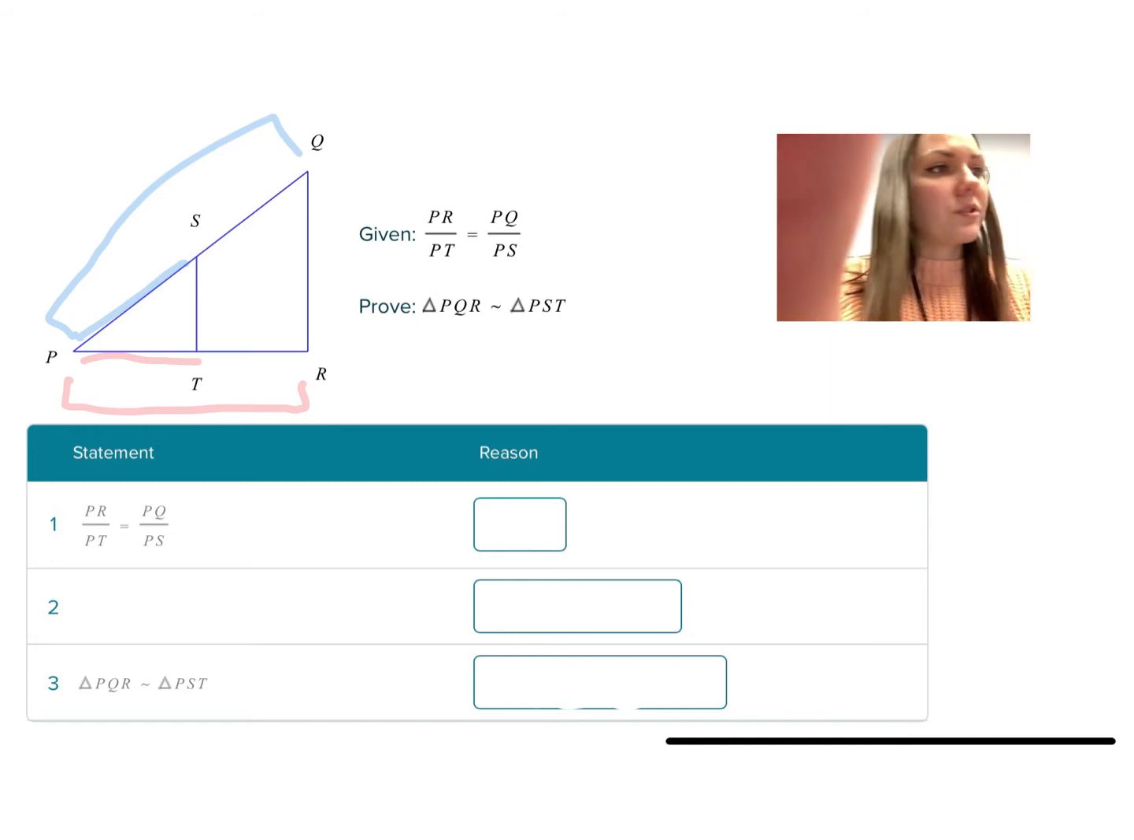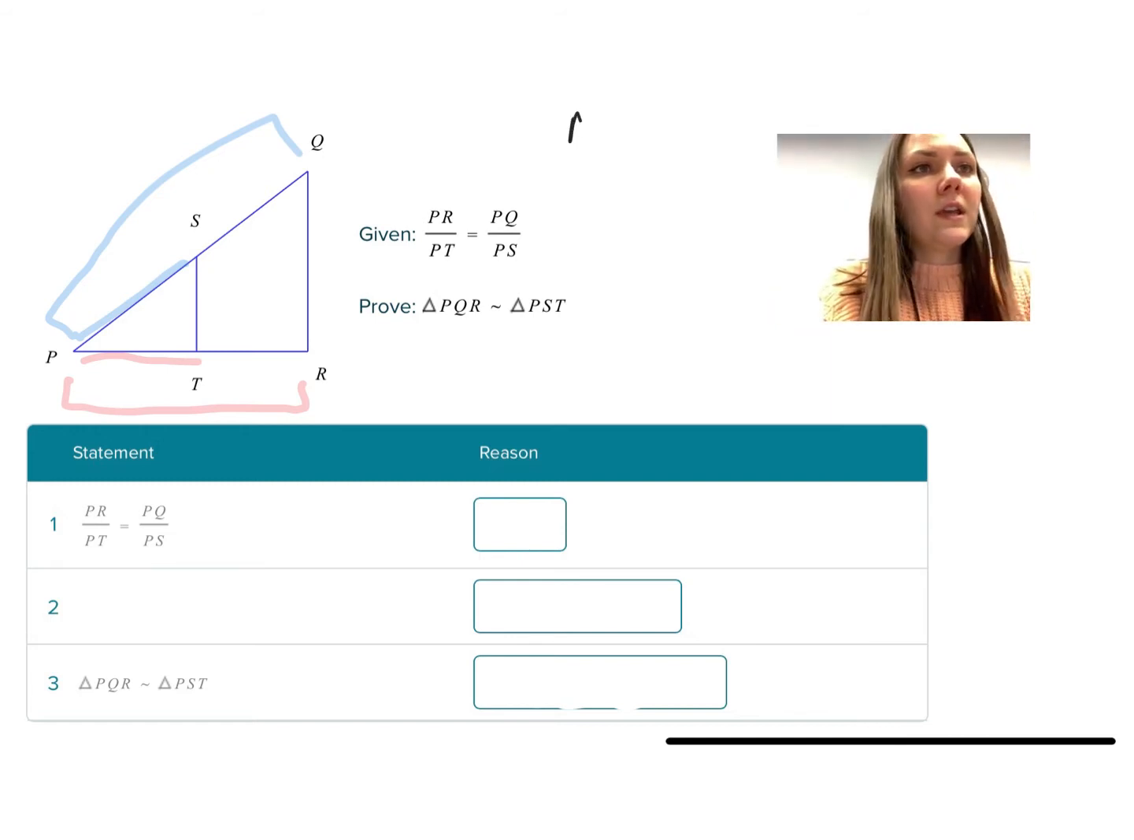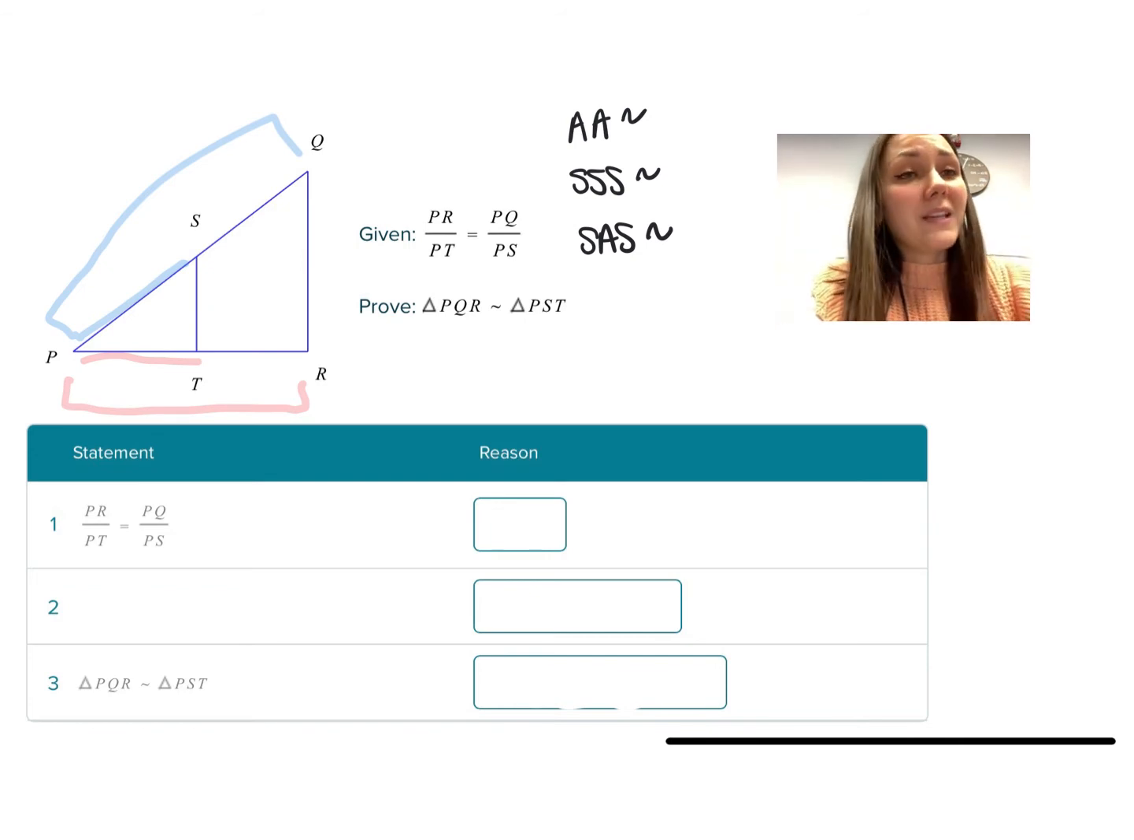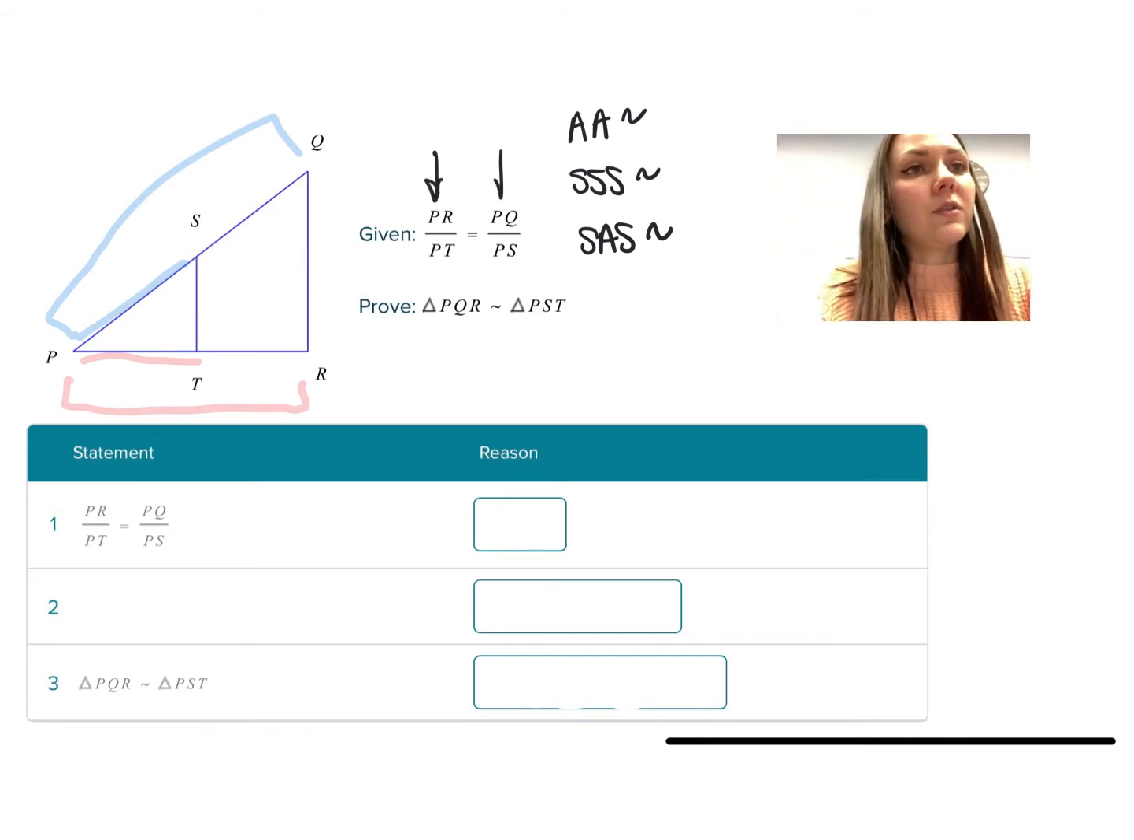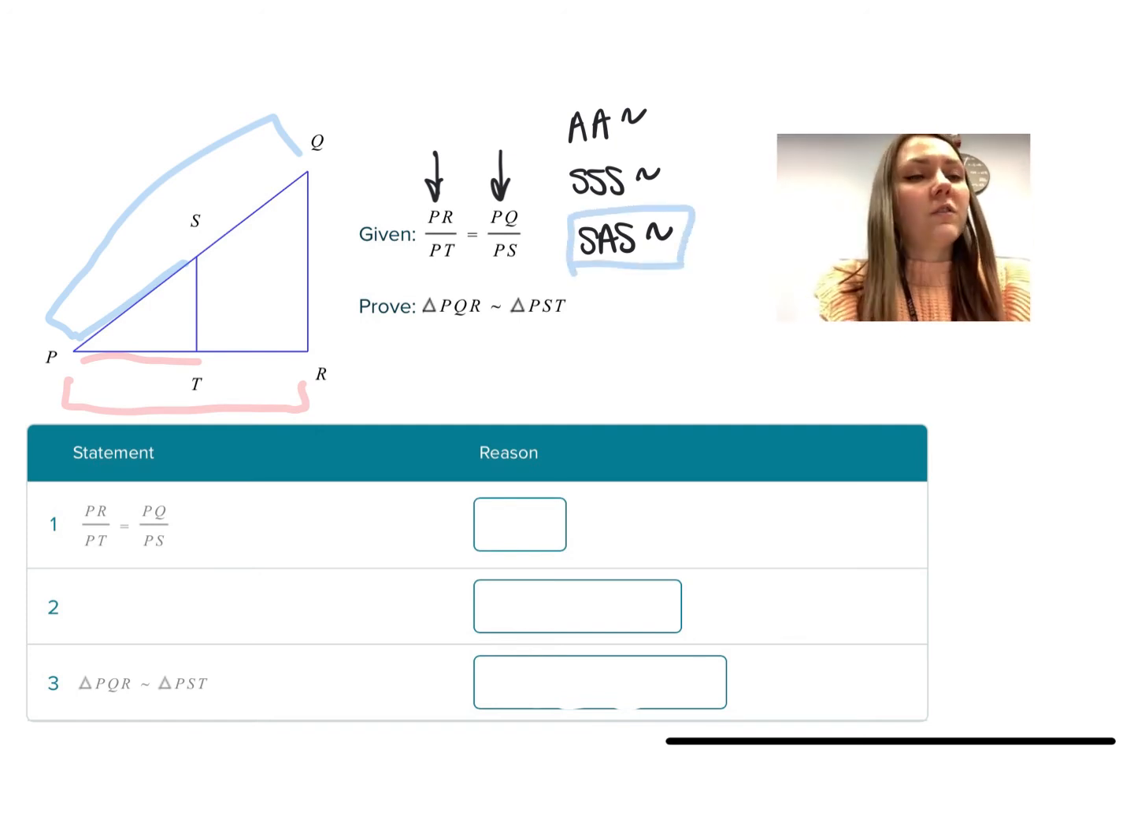Knowing that my options for proving triangles similar are either angle-angle similarity, side-side-side similarity, or side-angle-side similarity. I'm given basically two pairs of proportional sides. So my guess is I'm probably going to be using side-angle-side similarity. Keep in mind, the angle has to be the included angle. So anyways, that was given for the first reason.